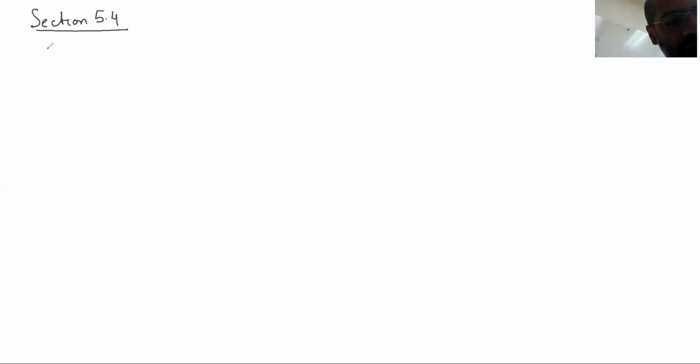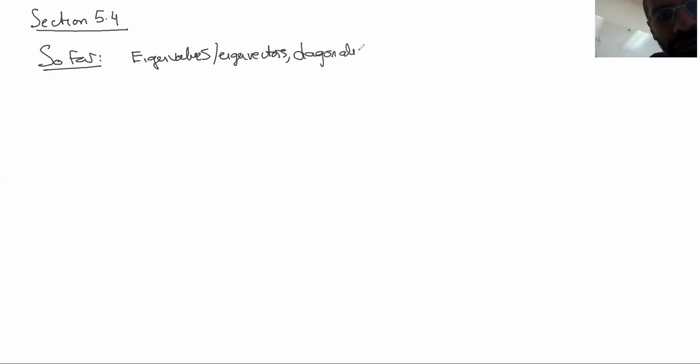So what's it about? What we've done so far is we figured out how to find eigenvalues and eigenvectors, and also diagonalize n by n matrices. And as a linear transformation, an n by n matrix is a linear transformation from Rn to Rn. What I want to discuss is how to do this for general linear transformations from one vector space to itself. So here's the definition.